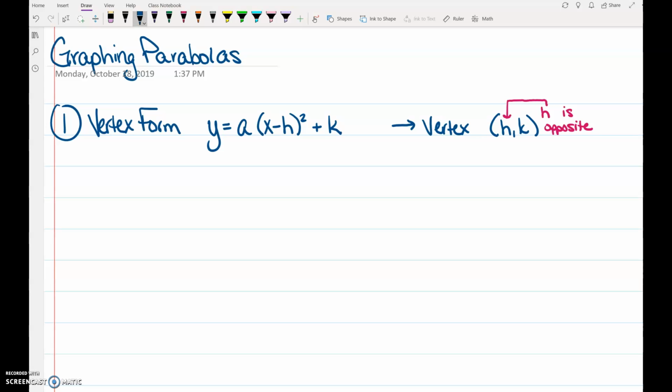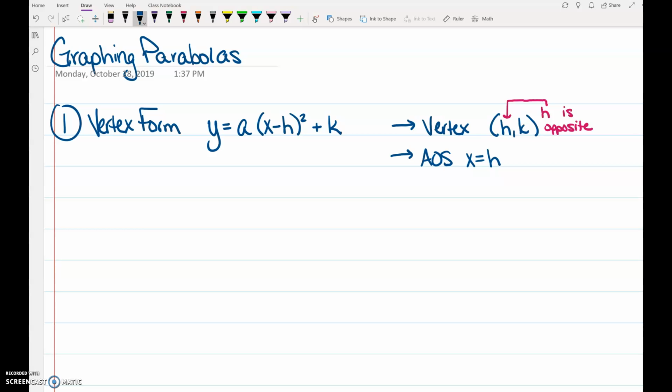So when you look at the vertex form, you can immediately see the vertex and get that on the graph. The other thing that you immediately see is the axis of symmetry. The axis of symmetry is the same as the first part of the vertex. It goes through the vertex. So put your vertex on the graph, draw your axis of symmetry through your vertex.